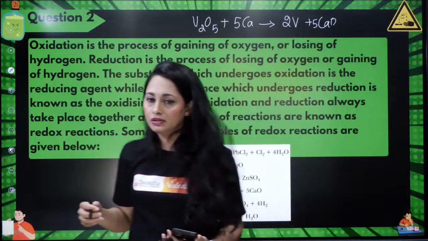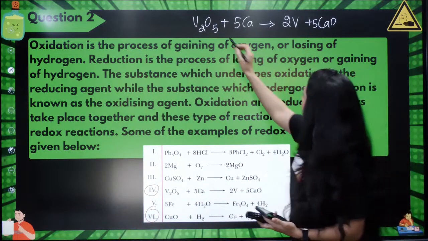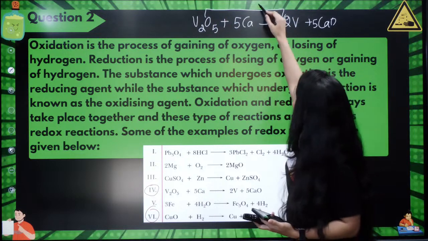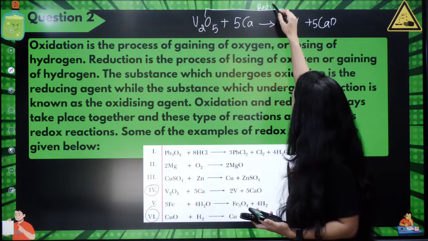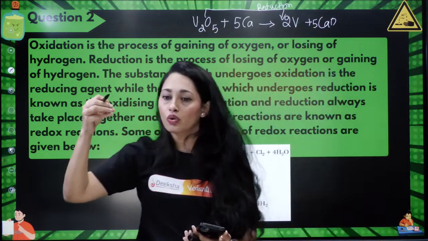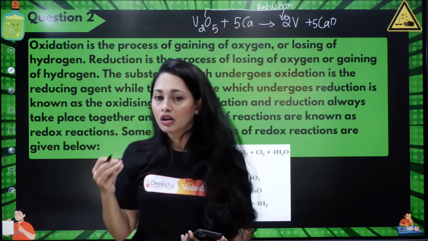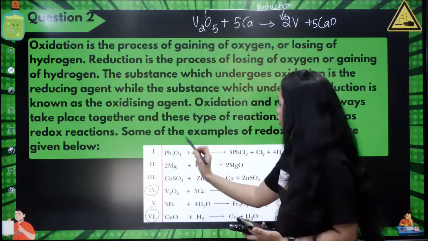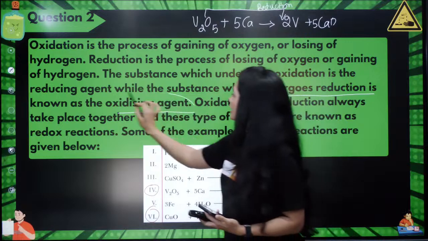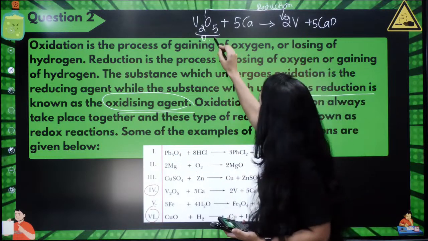V2O5. So, what happens here? What is happening to V2O5? It is undergoing reduction. So, which substance is undergoing reduction? The substance which undergoes reduction is the oxidizing agent. They have said here, oxidizing agent. So, V2O5 is the oxidizing agent.